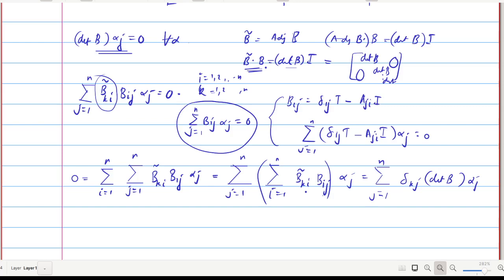Okay, so we can write 0 equal to summation j equal to 1 to n of delta_kj det b alpha j. This j varies over 1 to n. When j is equal to k, this quantity is equal to 1, and all other quantities are 0. Therefore, for j equal to k, we have a non-zero term, and all the others are 0. Then when we put j equal to k, we get delta_kk, that is 1, times determinant b of alpha k. This implies determinant b of alpha k equal to 0 for all k varying over 1 to n.